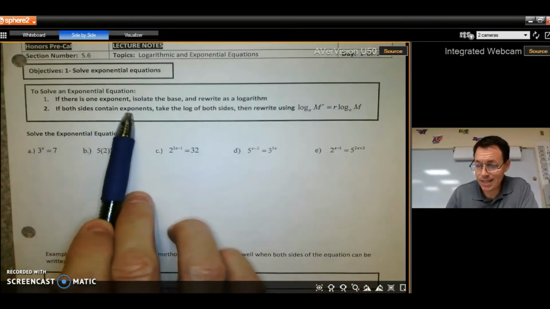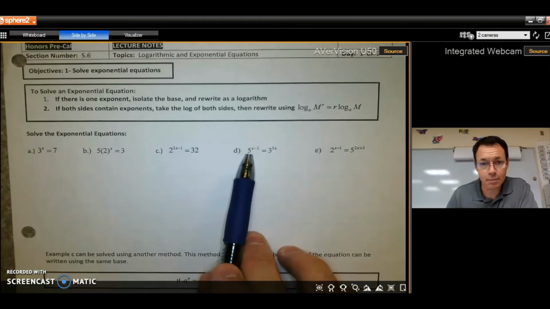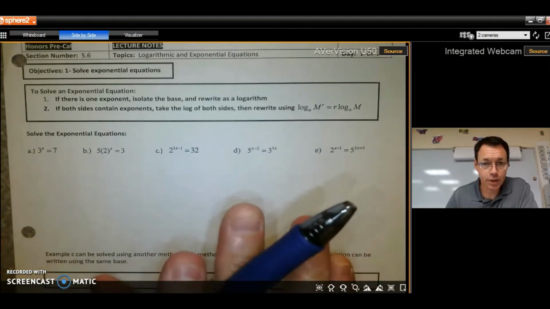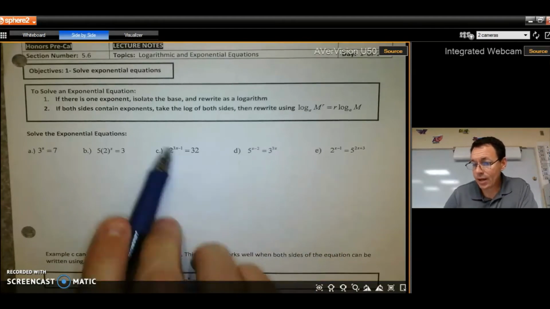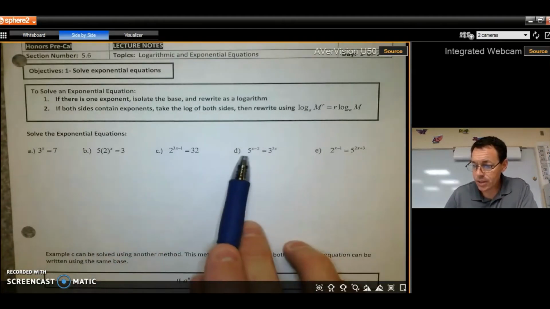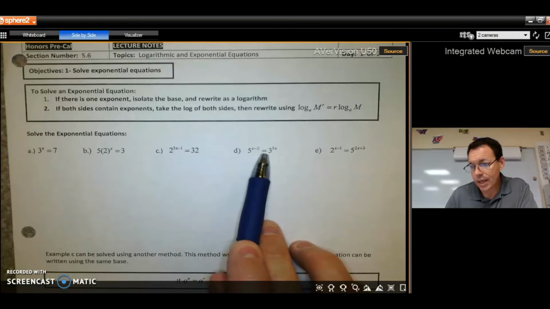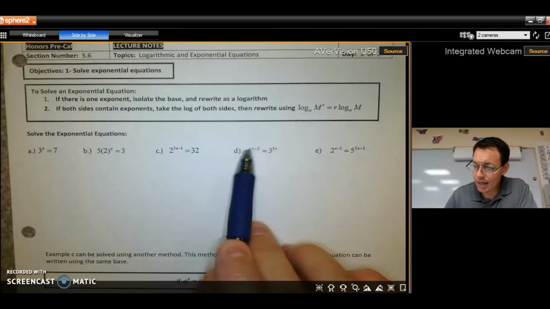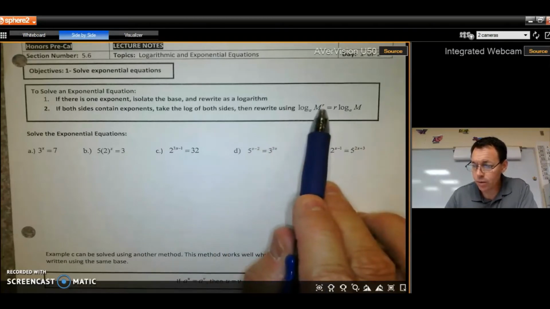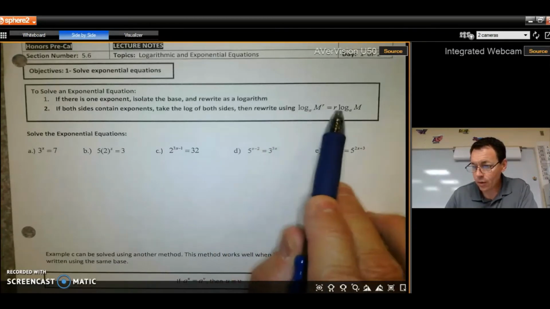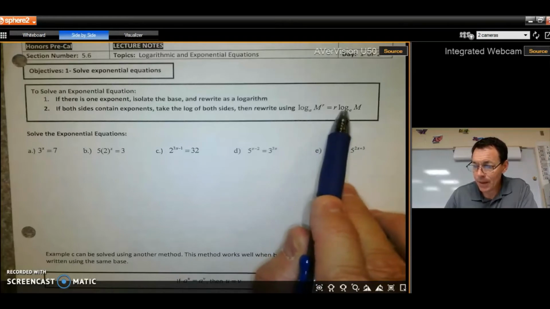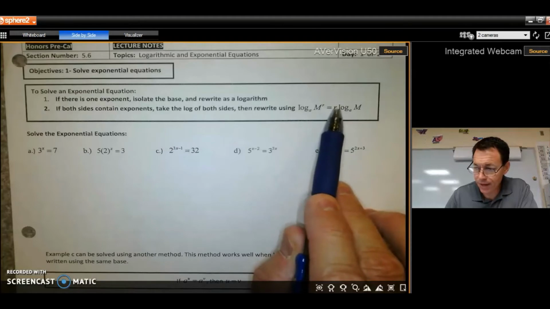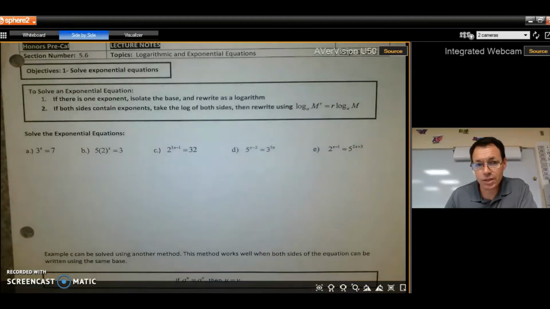If both sides contain exponents, so like over here, I've got a base to a power equals a base to a power, that's going to be a completely different situation. And for that, we're going to take the log of both sides. We're going to rewrite both sides using our power rule, where if you take the log of a power, you can write it as a product, and then I won't have any exponents to worry about. This exponent is now a factor, and I can solve it using a different method.